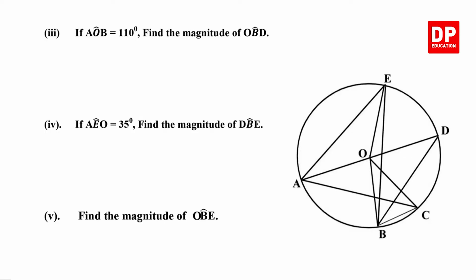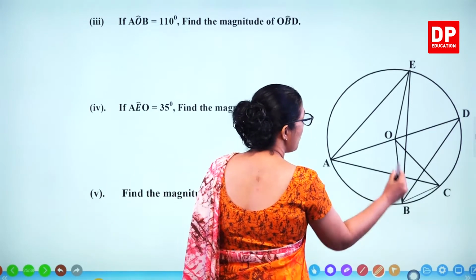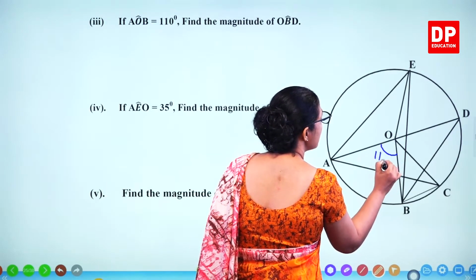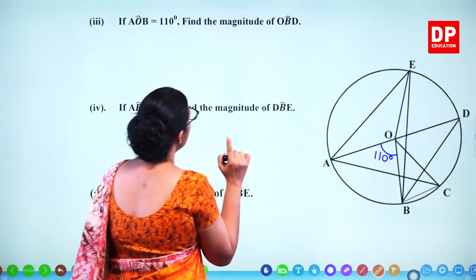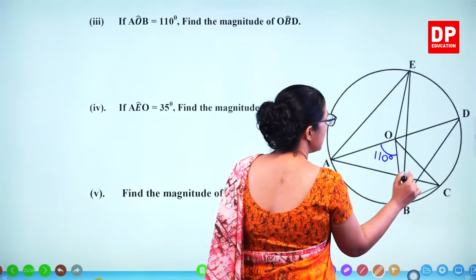Part 3. If AOB is 110, AOB, so look at the diagram, AOB is 110. Find the magnitude of OBD. OBD, this angle.